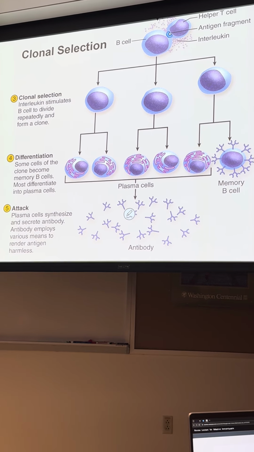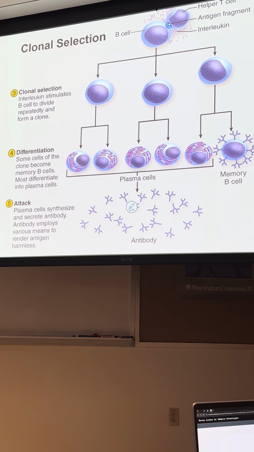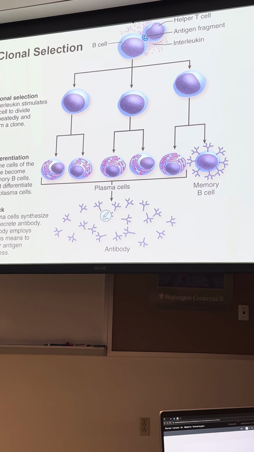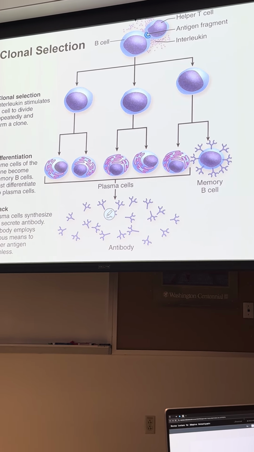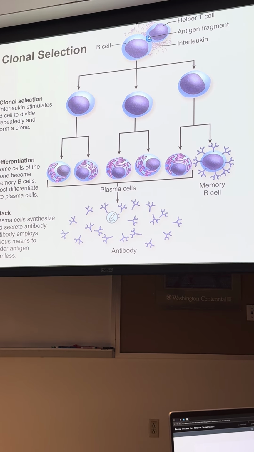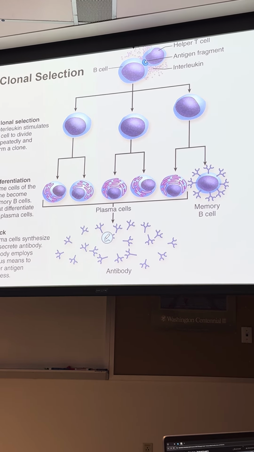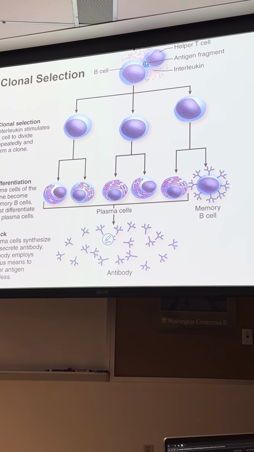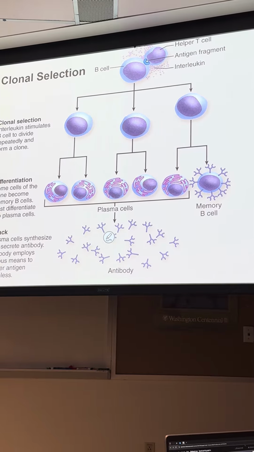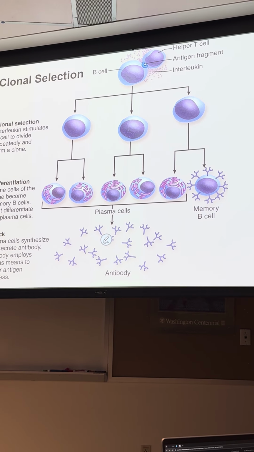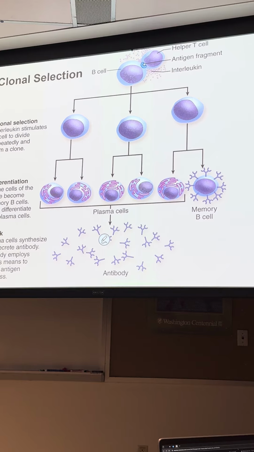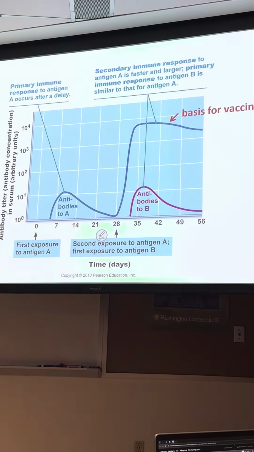Interleukin. I was just looking at your exam, and I used that term a couple times. Interleukin is that chemical that stimulates the division of the B cells, okay? And the B cells will divide into plasma cells, which make the antibodies, or memory cells, which keep a record of it, okay? And the antibodies will go and fight.